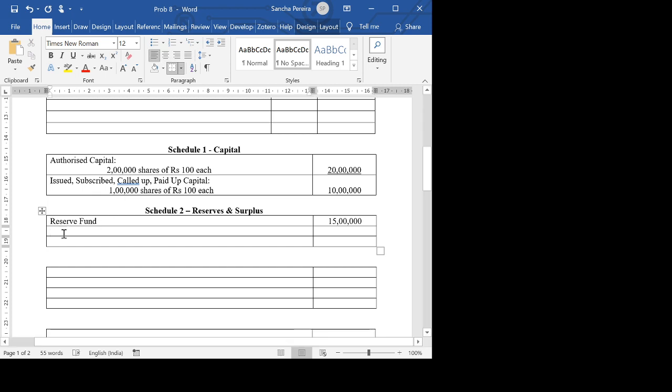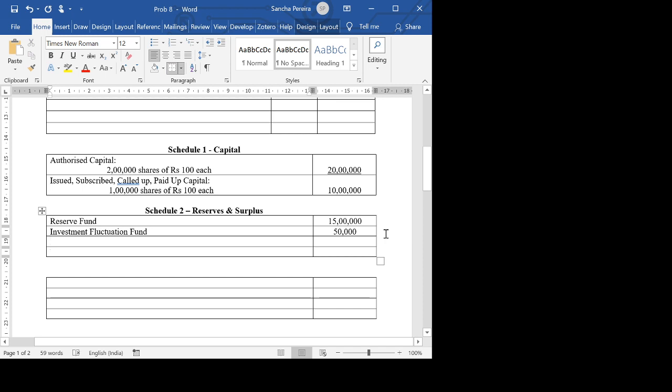Then we also have, profit and loss account is always the last item. We also have the investment fluctuation fund, which is 50,000. And then we write the profit and loss account balance, P&L account. It's good to spell it out. So that is 4,25,000. So the total of this comes to 19,75,000.